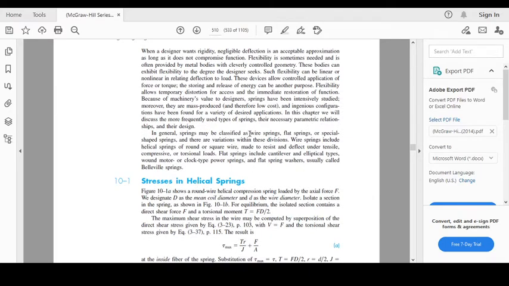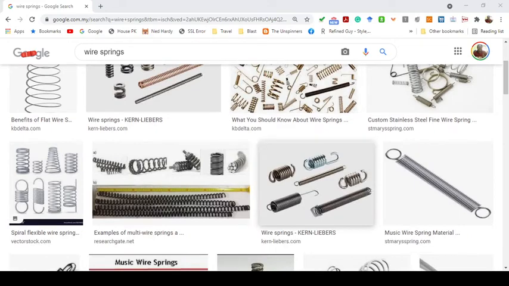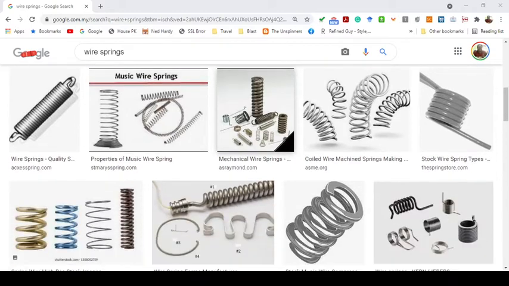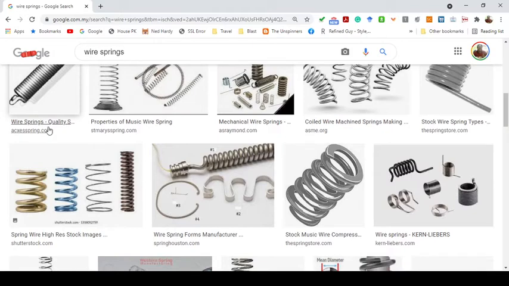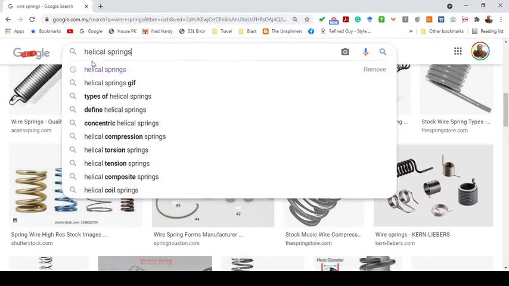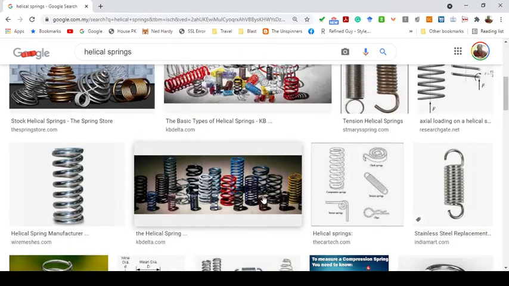Let us see first what is the difference between these kinds of springs. Go for wire spring first. This is a kind of wire spring. I'm sure every one of you, when we mention spring, this is the kind of spring that we recognize from our childhood. Since we are young, we recognize this as a spring. Okay, this type of spring is called a helical spring.